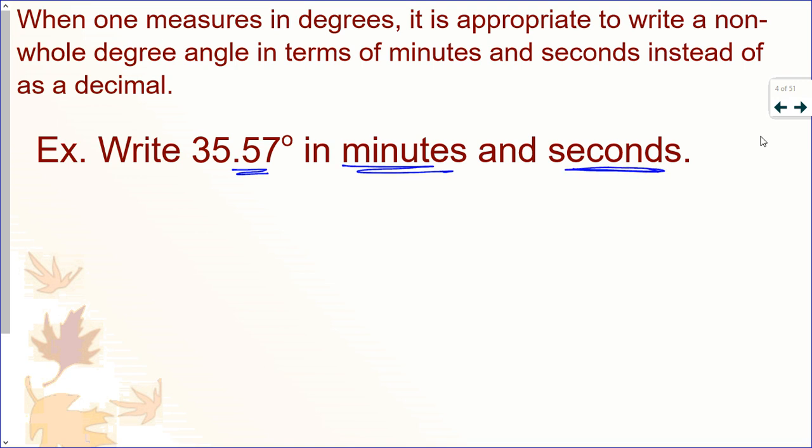So this is how it works. We know, just like with time, there are 60 minutes per 1 degree, and there are 60 seconds per 1 minute. Oh, I don't know why I put a degree there. 60 seconds per 1 minute. Again, just like time.